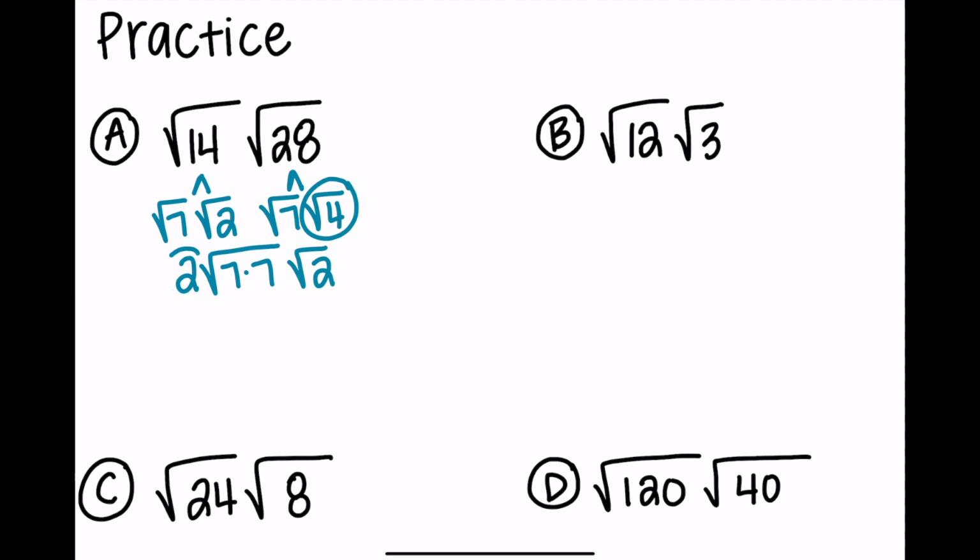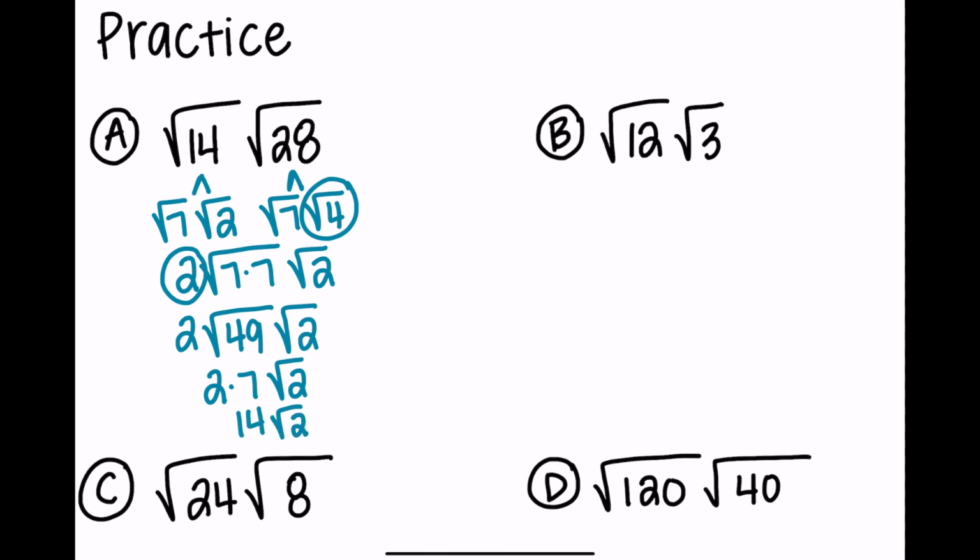Okay, so just to make a note of that. The square root of 4 is 2. So we're going to put that in the very front. So that's 2 square root of 49 square root of 2. And the square root of 49 is 7. And 2 times 7 is 14. So we have 14 square root 2.